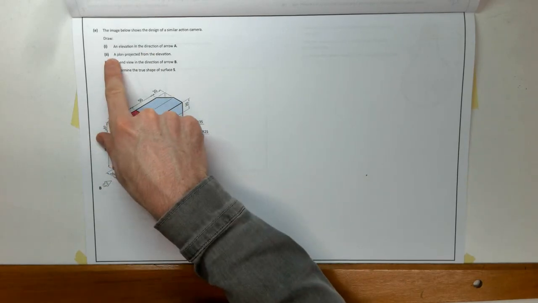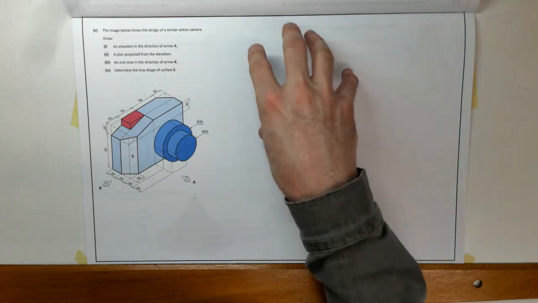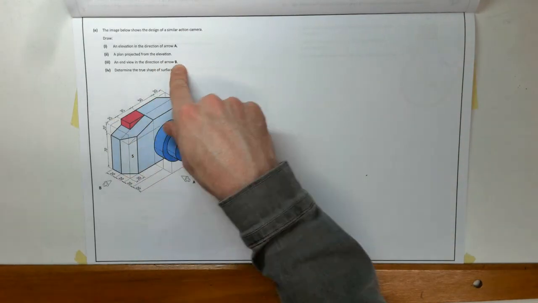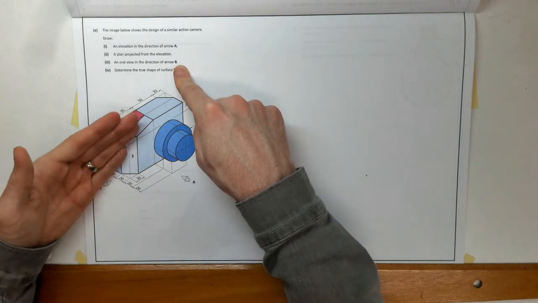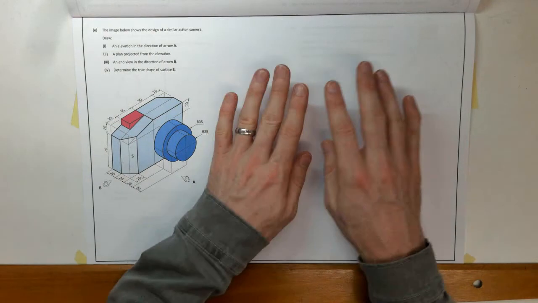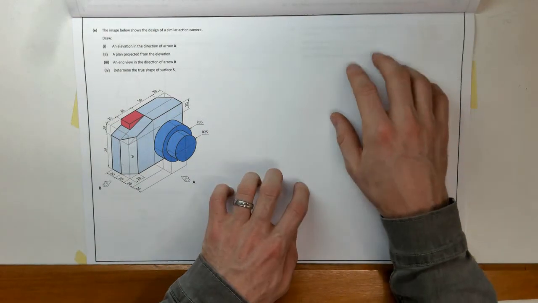Plan projected from the elevation. So we're going to have our elevation, our plan underneath it. The end view in the direction of arrow B. So B looking in from this side. So it's projecting onto a surface over here and rotating out. So it's going to be elevation, plan, end view on this side.